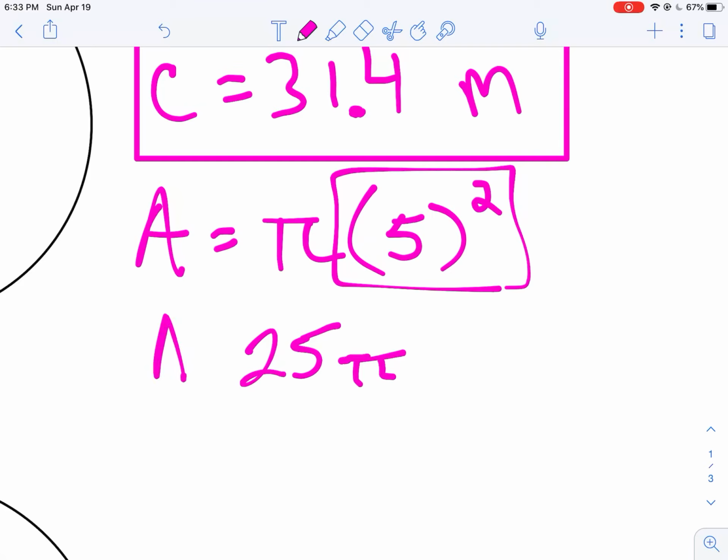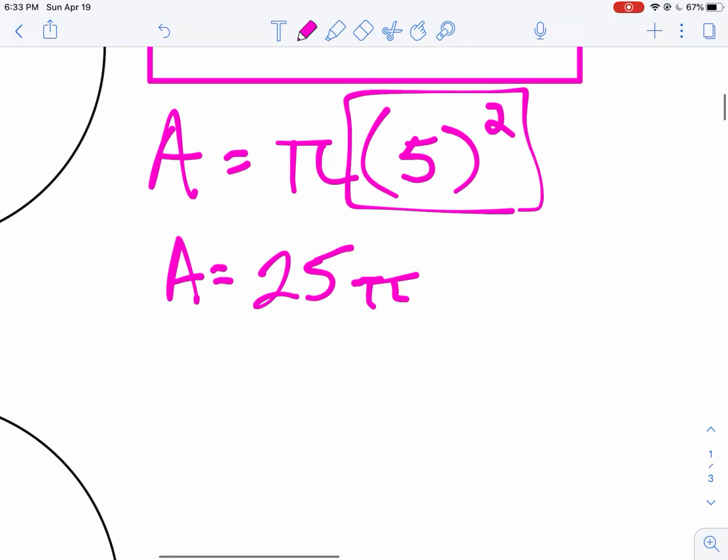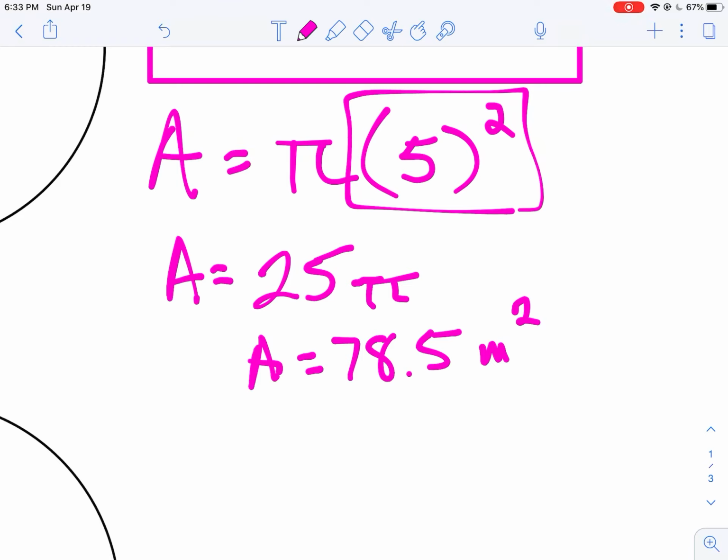I switched the order. It doesn't matter. 25 times pi and pi times 25 will give me the same output, which is 78.5. So the area is 78.5. Now it was 78.53, but I rounded to the tenths. Since 3 is less than 5, I leave it at 5. So 78.5 meters. This is another important part, squared.